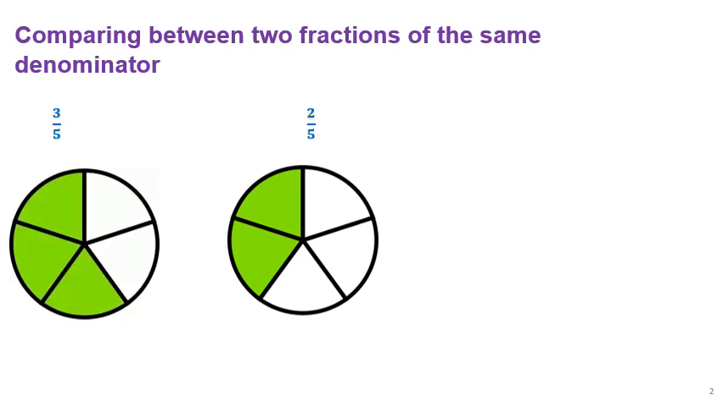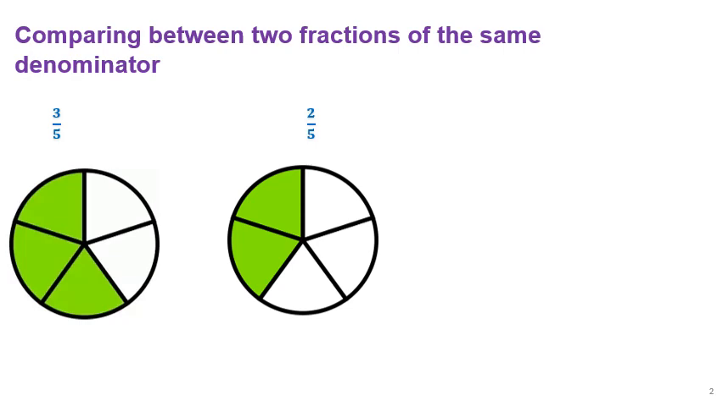Now let's compare two fractions of the same denominator. I have here 3 out of 5 and 2 out of 5. Which is greater? I have two fractions with the same denominator, and I want to know which is greater.